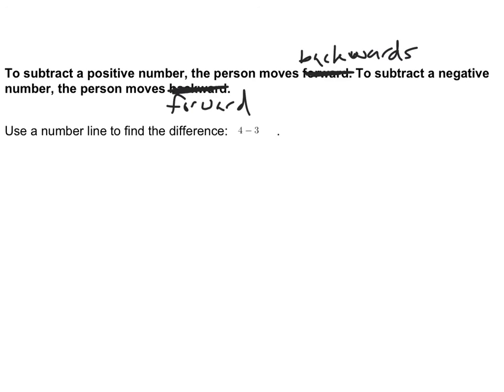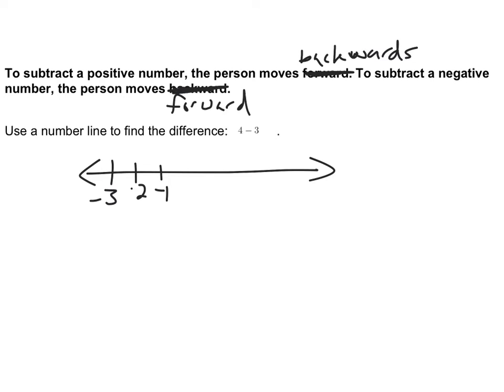Now subtracting kind of has the opposite effect that adding did. So when we subtract a positive number, the person's going to move backwards because it's just like adding a negative. When we subtract a negative number, they're going to move forward. So it's going to be like adding a positive.